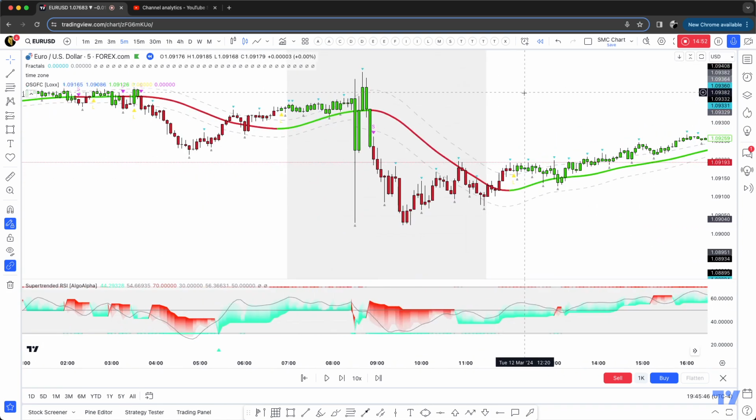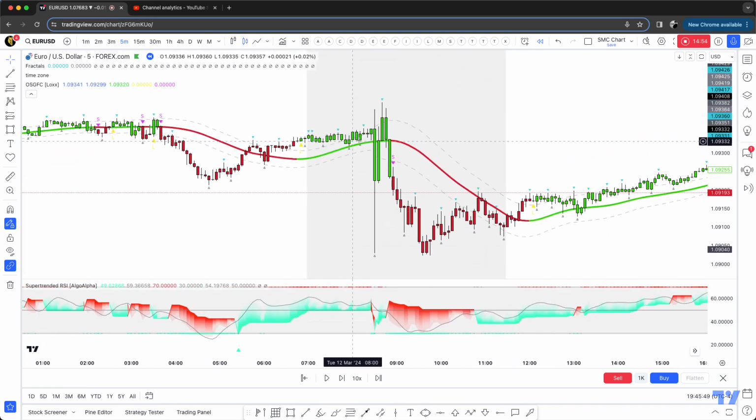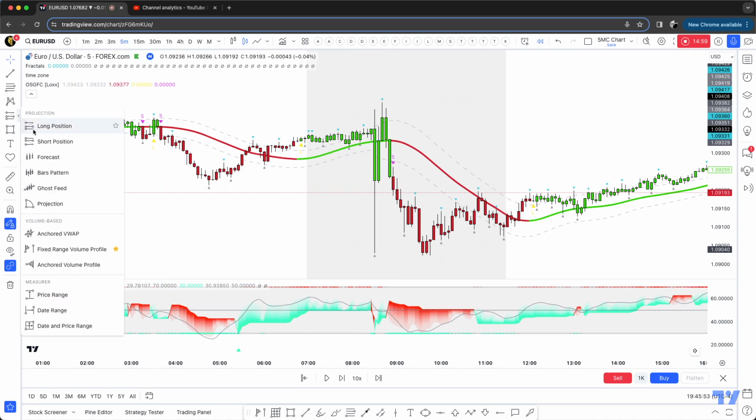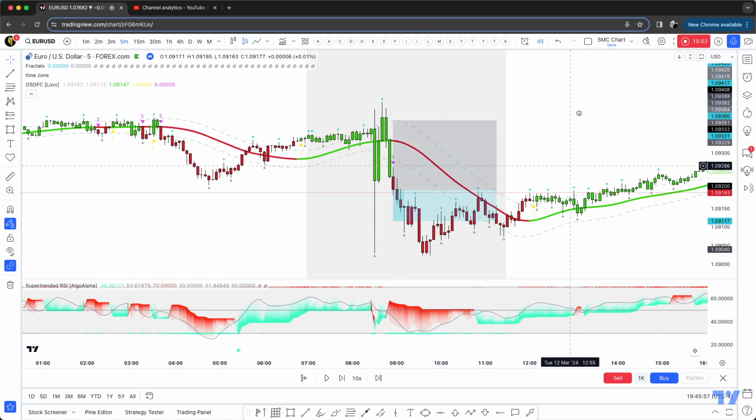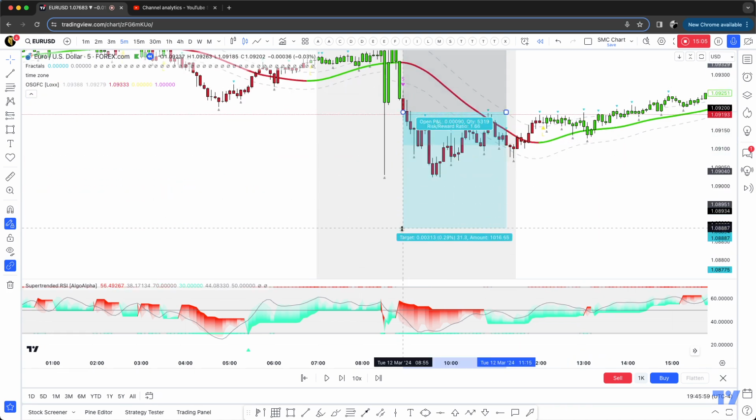This one would have been very choppy, but nothing here. Price drop. This drop, we were in the red. Okay, stop there. 1 to 1.5.